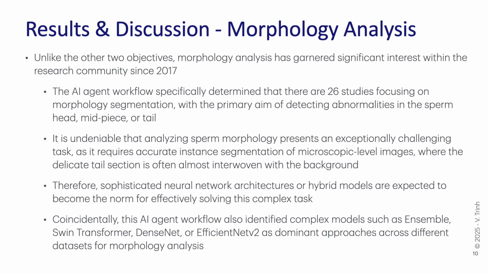It is undeniable that analyzing sperm morphology presents an exceptionally challenging task, as it requires accurate instance segmentation of microscopic-level images, where the delicate tail section is often almost interwoven with the background. Therefore, sophisticated neural network architectures or hybrid models are expected to become the norm for effectively solving this complex task. Coincidentally, this AI agent workflow also identified complex models such as ensemble, SWIN transformer, DenseNet, or EfficientNetV2 as dominant approaches across different datasets for morphology analysis.